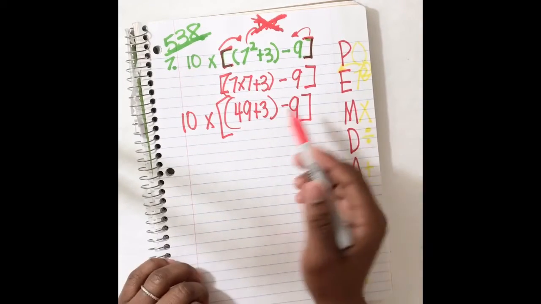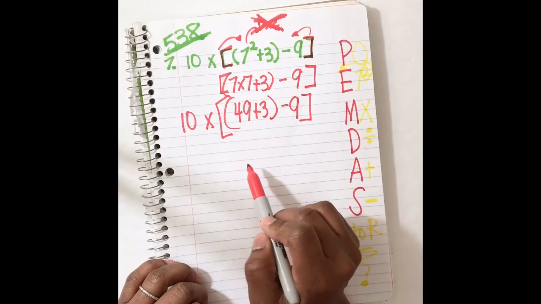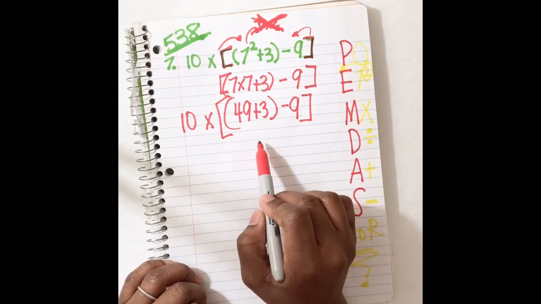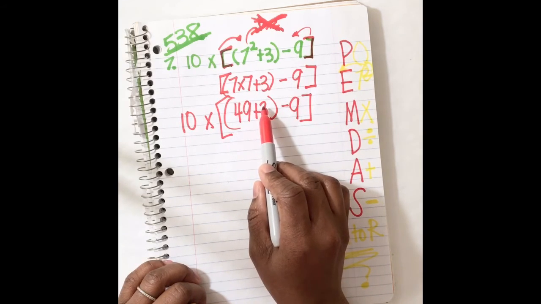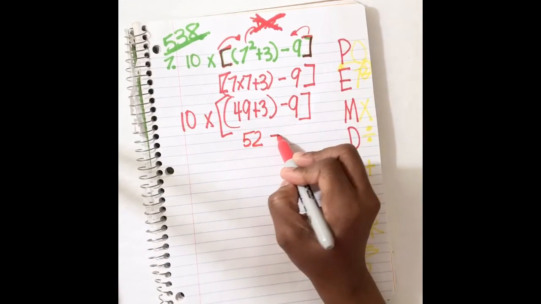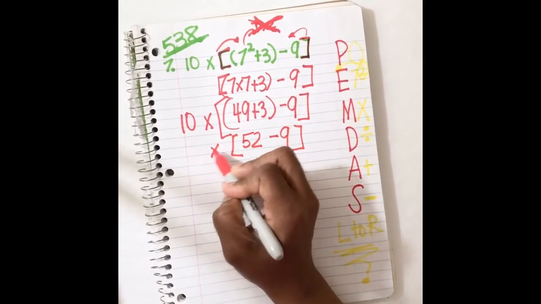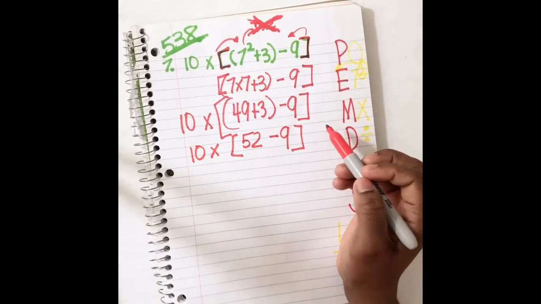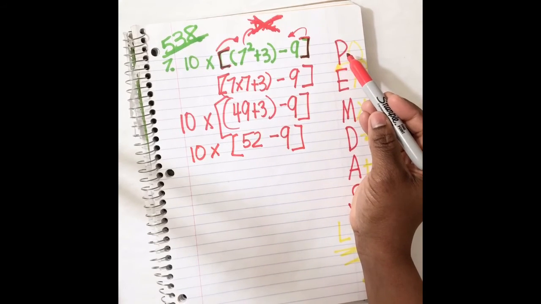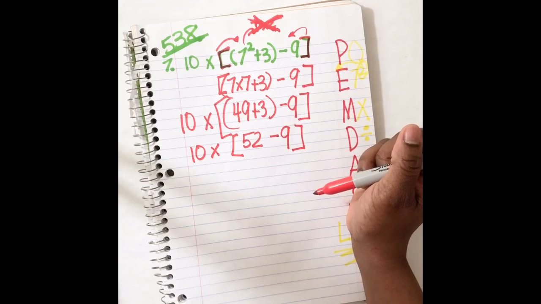Good. Now, what is 49 plus 3? We're going to write that answer right underneath. 49 plus 3. What is it? It is 52. Okay, now rewrite everything else. Don't forget to rewrite your brackets. Now I'm going to do what's inside of my brackets. The brackets are going to scream just like the parentheses do. Hey, solve me first. What is 52 minus 9?